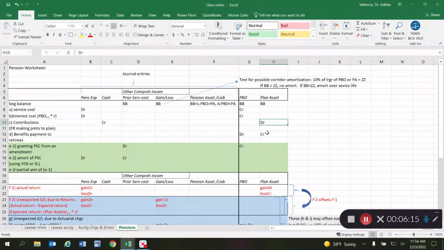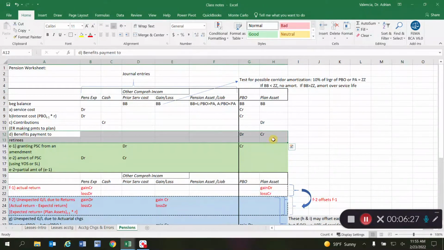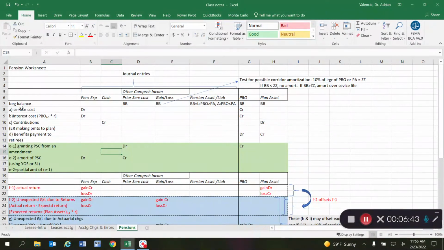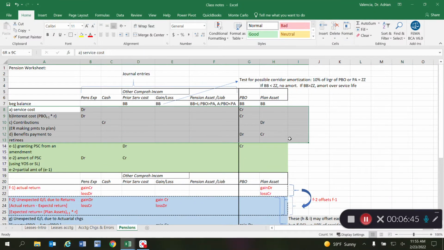Because that then reduces the liability of the PBO. So that money is coming out of the actual plan asset itself. We're not paying that directly to the retirees. If you notice, when I say we, I'm referring to the employer. The employer makes the contributions into the plan, and then as benefits are paid out, it comes out of the plan as such. Okay? All right, so those are pretty straightforward, A through D.